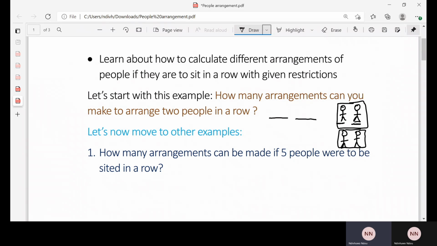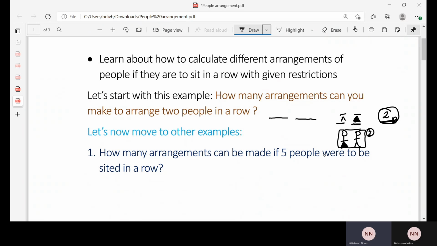So in total, how many arrangements can be made? There are 2 arrangements that can be made. This is the first one, this is the second one, where a boy starts in the first position, a girl follows, then a girl starts in the first position, followed by a boy. So we only have 2 different arrangements that we can make in order to arrange these people in a row.